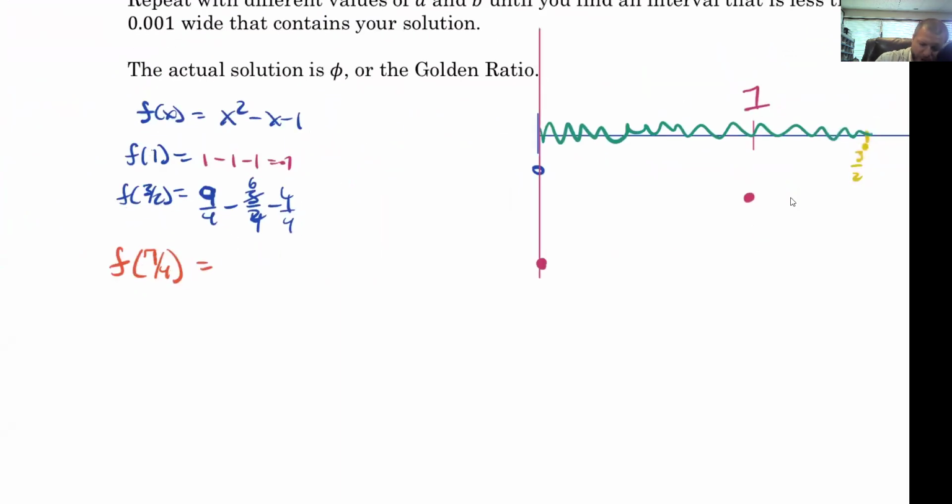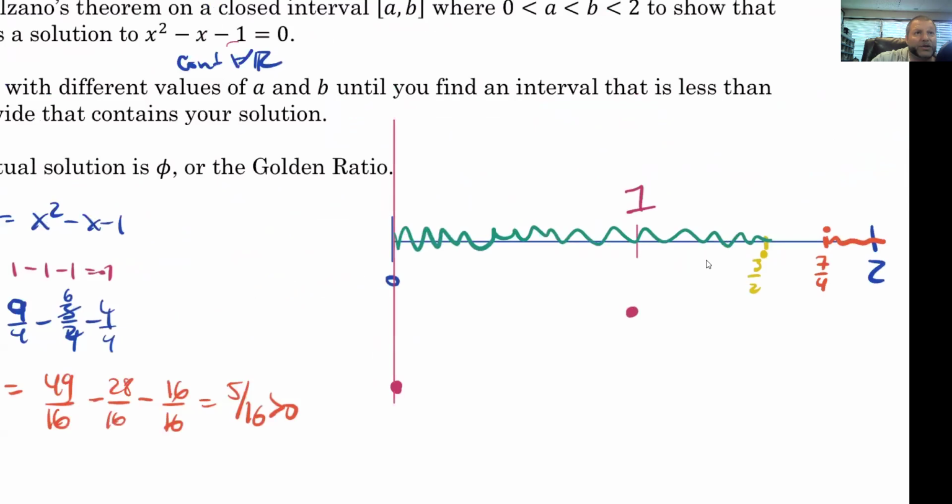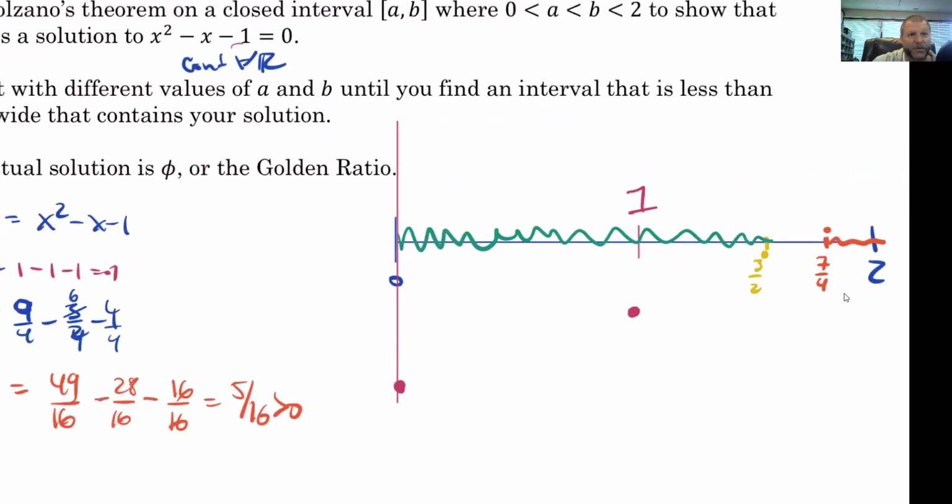So if we square 7 over 4, we're going to get 49 over 16. We're going to take away 7 over 4, so I'm going to write this in 16ths. That's going to be minus 28 over 16, and then minus 1, so that's 16 over 16. So 49 minus 28 minus 16 is going to be 5 over 16, which is positive. So I know that at 7 over 4 I'm going to get a positive number, so I don't have to worry about these values. I know now that I have a solution between 3 over 2 and 7 over 4.